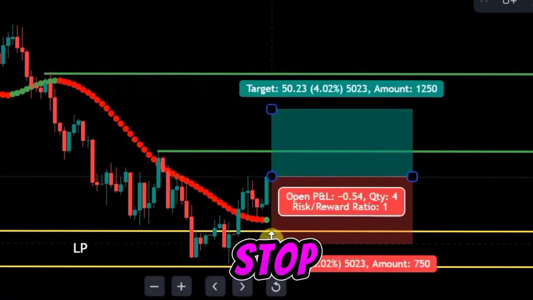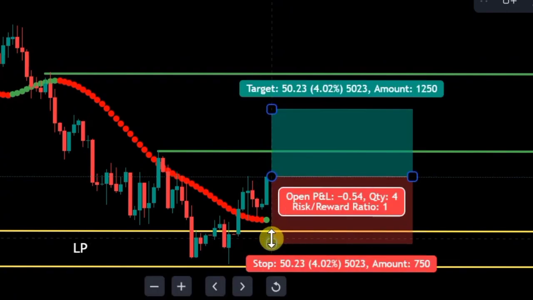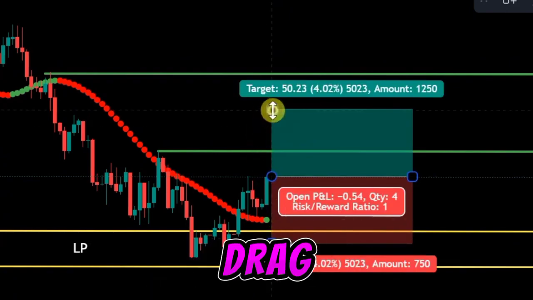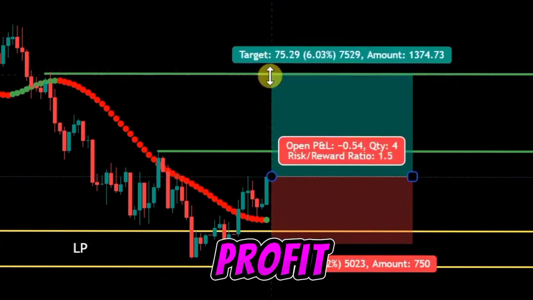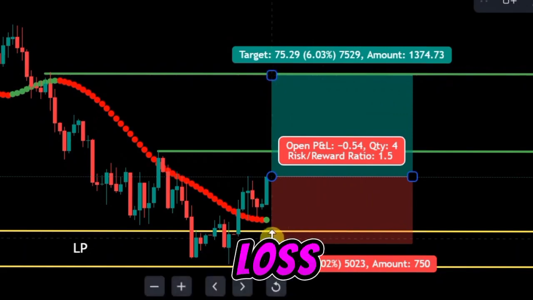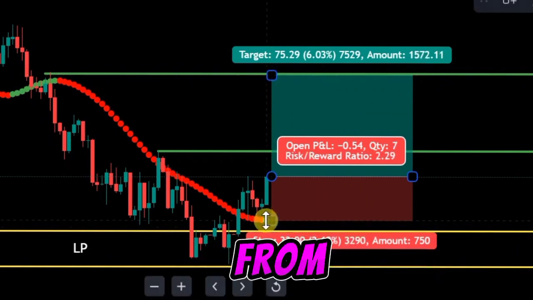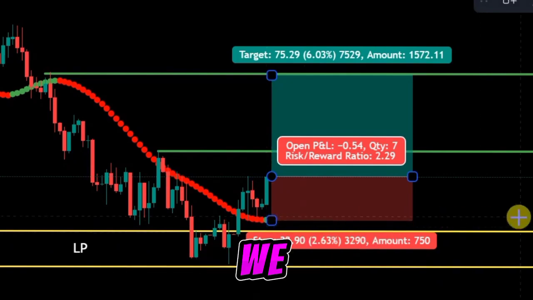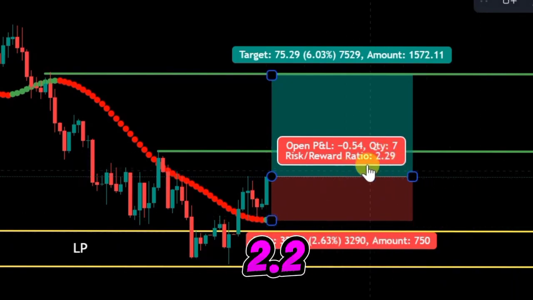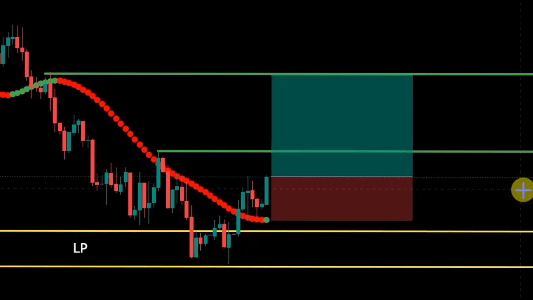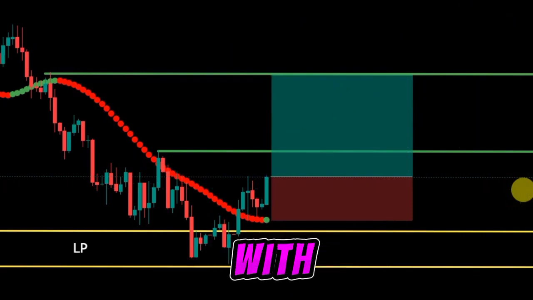Then drag this to your final take profit first. Now our stop loss should just be slightly below the candle we entered from, you understand? So we are good to go. So this is a 1:2.2 risk to reward ratio. Let's wait and watch what will happen with our long trade.